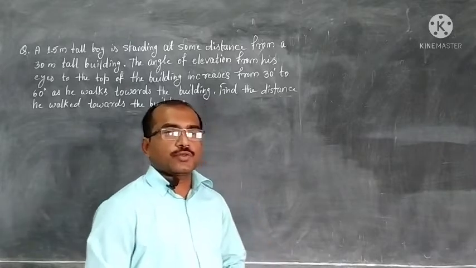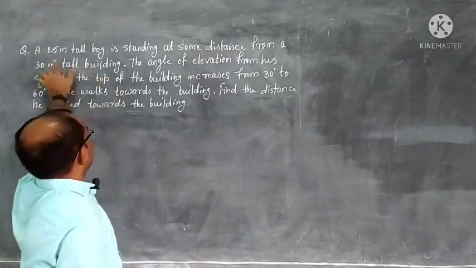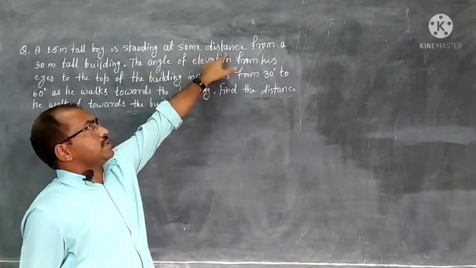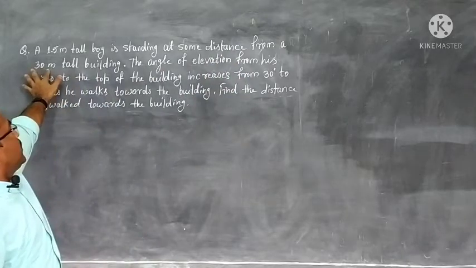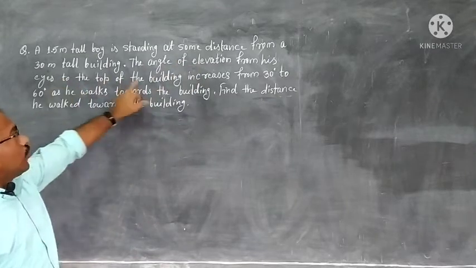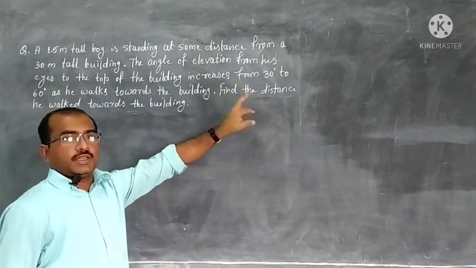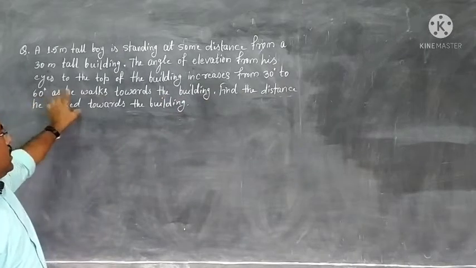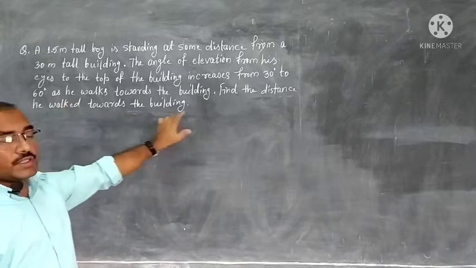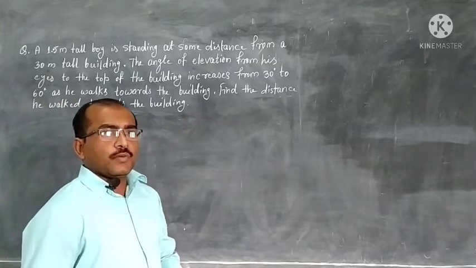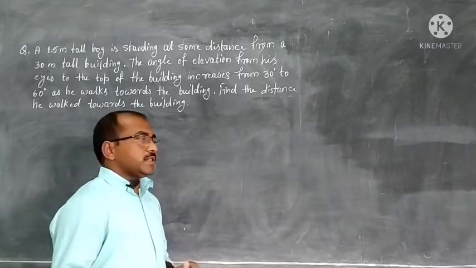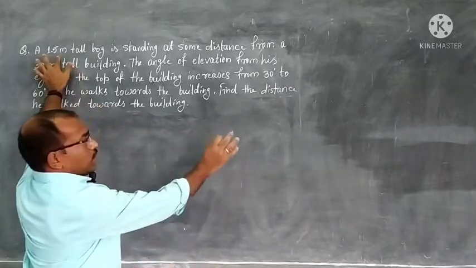The question we are going to learn here is: a 1.5 meter tall boy is standing at some distance from a 30 meter tall building. The angle of elevation from his eyes to the top of the building increases from 30 degrees to 60 degrees as he walks towards the building. Find the distance he walked towards the building. So, one of the very important questions for your board exam. So, learn it nicely. The concept, first we will work on the diagram.